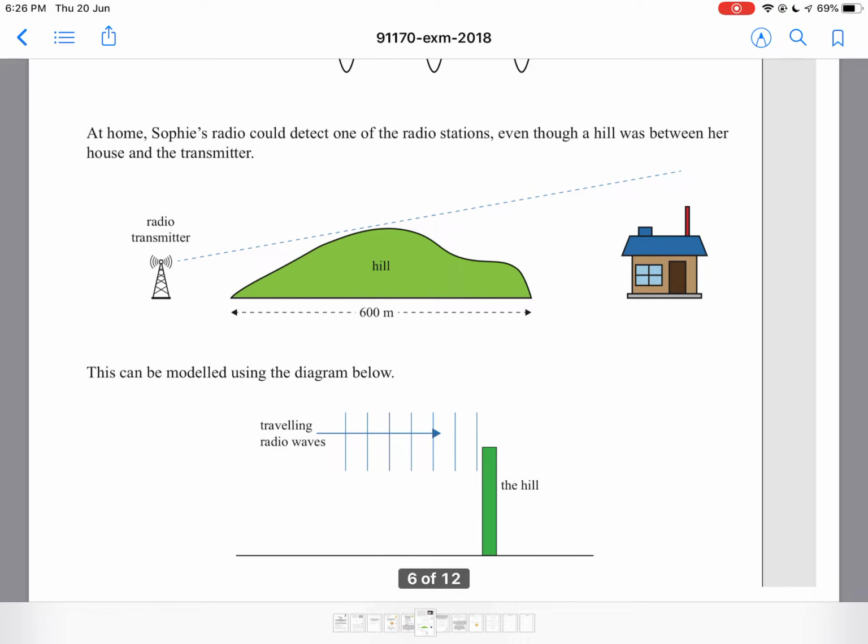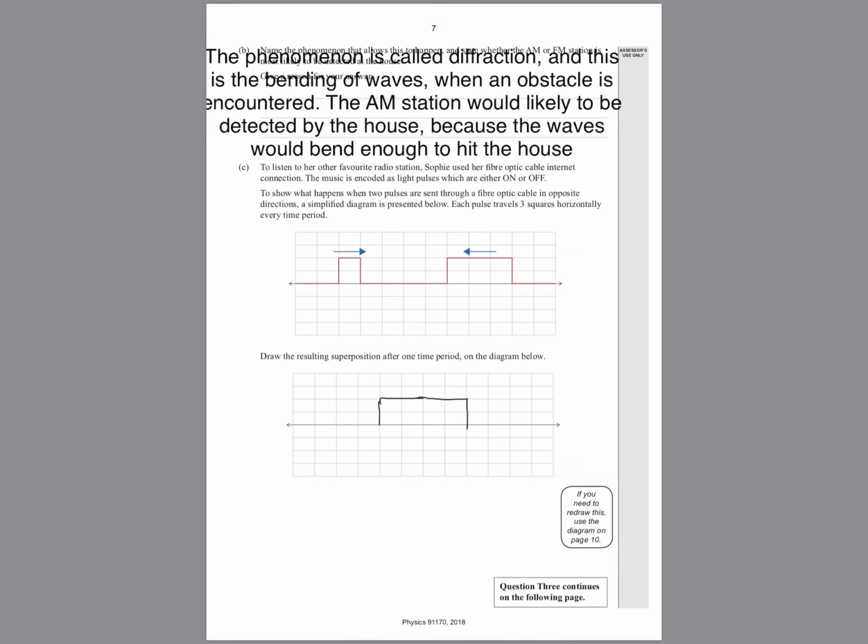So as you can see, there's the traveling radio waves and there's a barrier. The barrier is the hill, okay? So the waves are going to hit the hill. The traveling radio waves travel in a straight line. They're going to hit the hill, and because it hits the obstacle, it's going to begin to diffract, okay? And when it diffracts, it will bend, and because it bends, it can bend towards the house, and hence Sophie can hear the radio station.